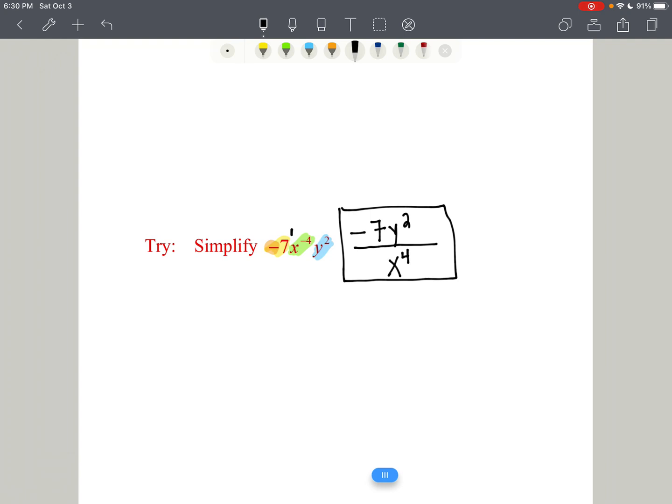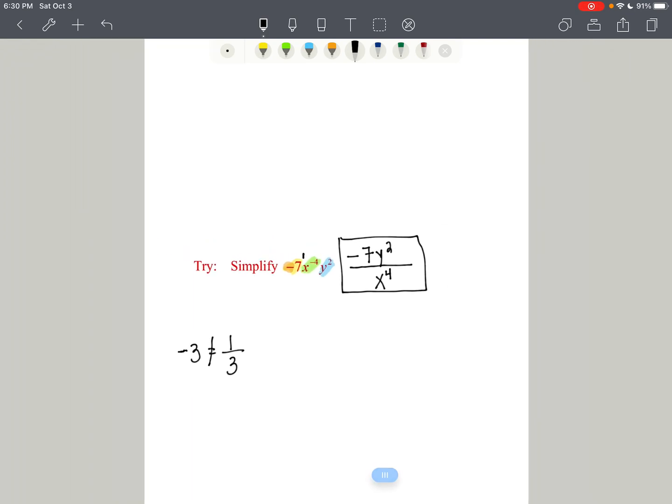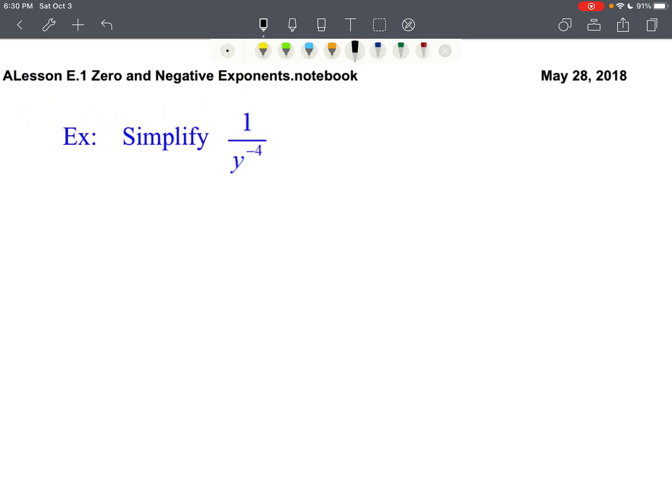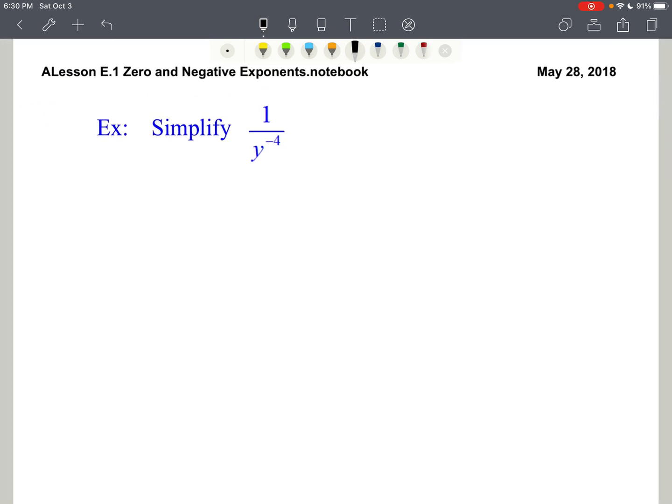Remember, it's negative exponents that move their position in the fraction to become positive, not negative numbers. Please do not confuse something like negative 3 being equal to positive 1/3. That is completely false, not true. Now, you've heard me saying that the base changes its position in the fraction to make its exponent positive.